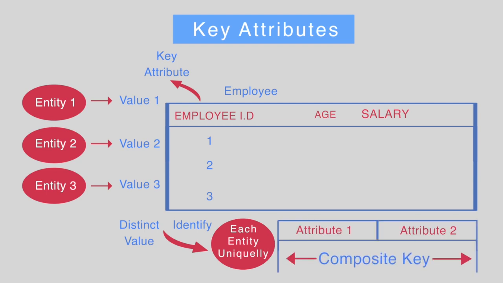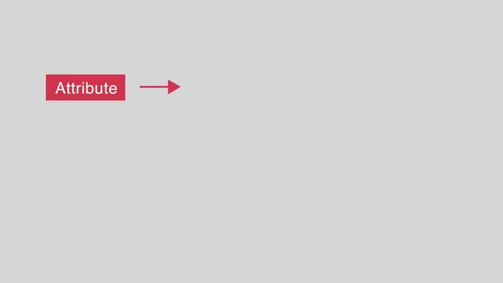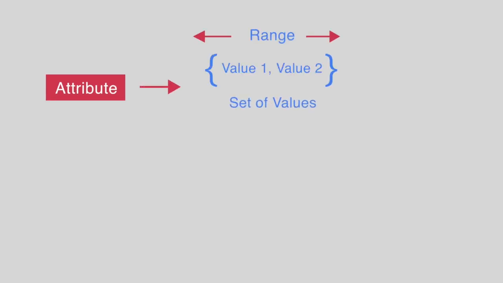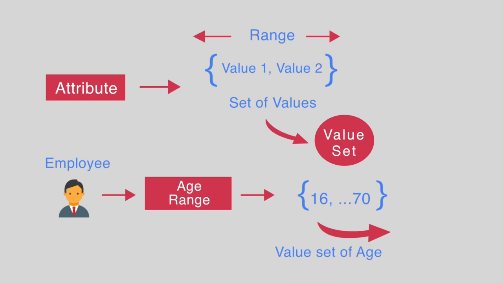For example, if there is no employee ID, then name and date of birth can form a composite key together. If an attribute is associated with a set of values, then the set of values is called a value set for the attribute. For example, if the range of ages allowed for employees is in between 16 and 70, then the value set of the age attribute is a set of integer numbers between 16 and 70.